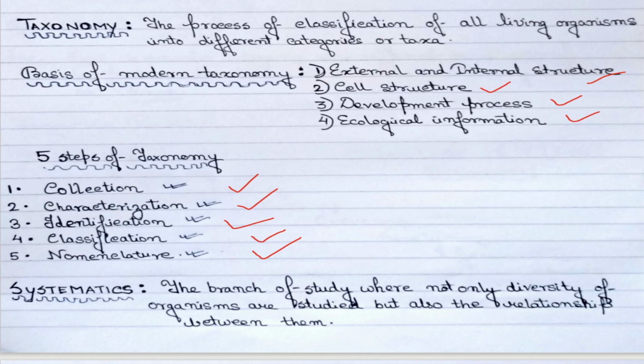So there is another concept, that is systematics. This is a branch of study where we are not only bothered about the diversity of organisms, but we also want to know the relationship between them, for example, the hierarchy between them and their evolutionary status. So this branch of study is known as systematics.